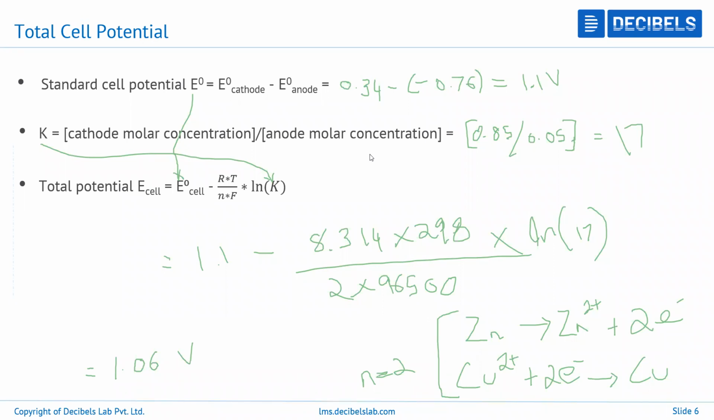I'm waiting for a few more replies, and then I'll progress to the next parameter. So 1.06 volts is what you will get. Please make a note of this. We will be utilizing this value in the further calculations. So this is how you will calculate your total cell potential.